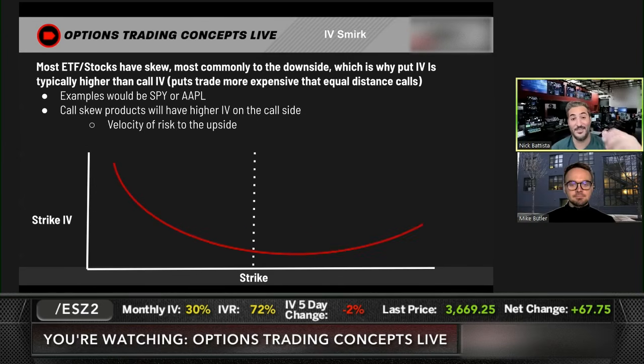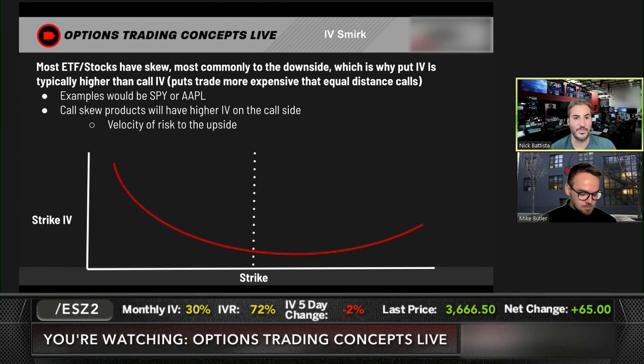All right. So that is more of a theory type slide, because we know that skew exists in the market. There are some stocks that don't have skew, but for the most part, most underlyings have put skew. So something like SPY or Apple, most ETFs and stocks, they'll have that put skew, which is why put implied volatility typically is higher than on the call side. And that's why those puts trade more expensive than the calls.